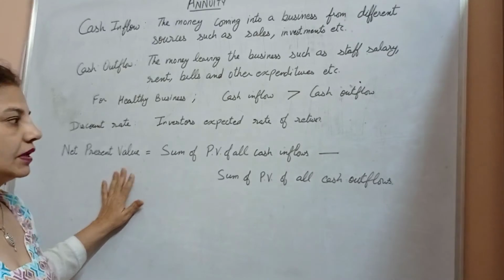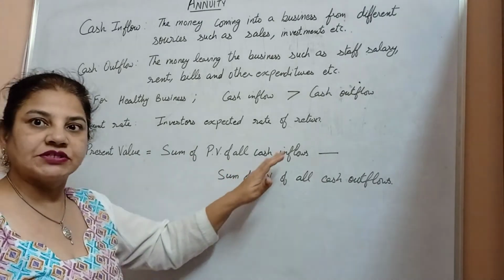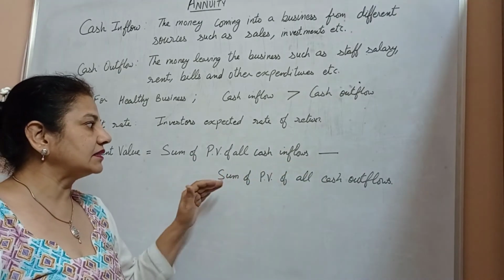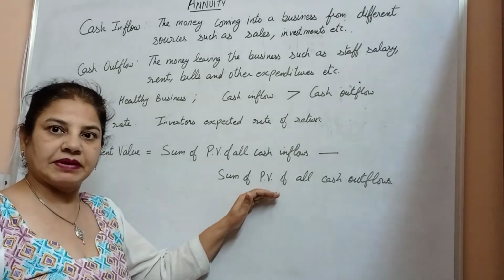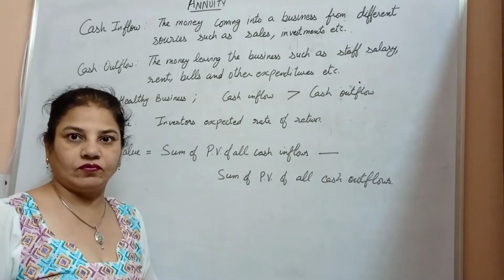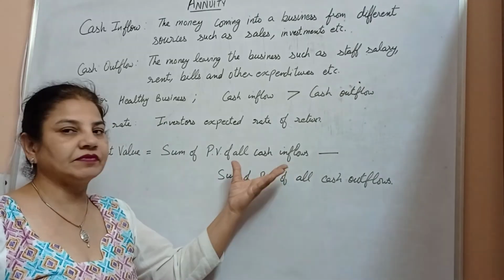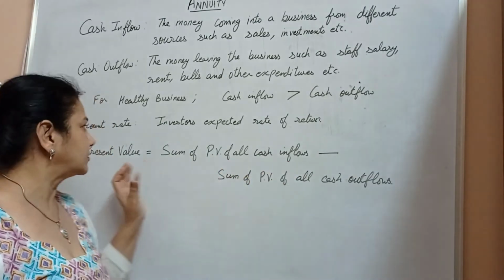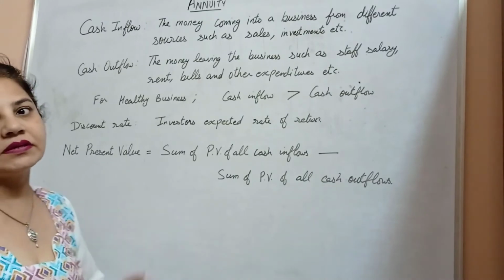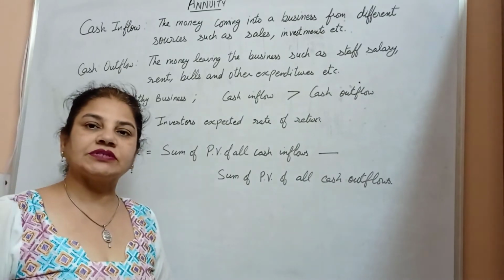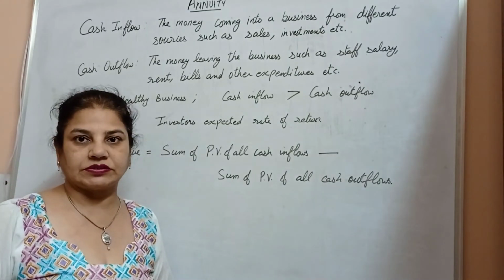Net present value: the sum of all present values of cash inflows minus the sum of present values of all cash outflows. So here cash inflow must be greater than cash outflow. That way we will get the sum amount which we call net present value. Let us proceed to the problems based on these concepts.